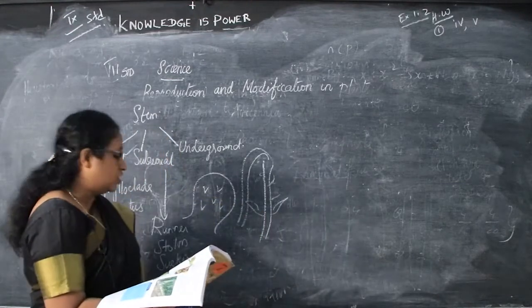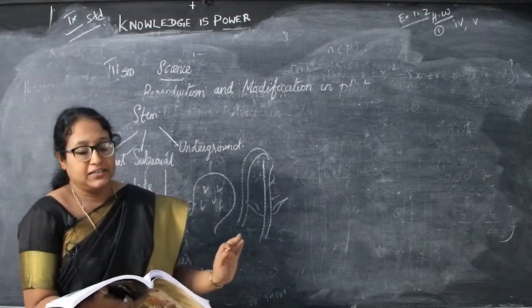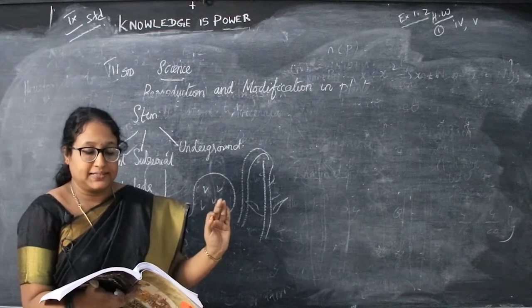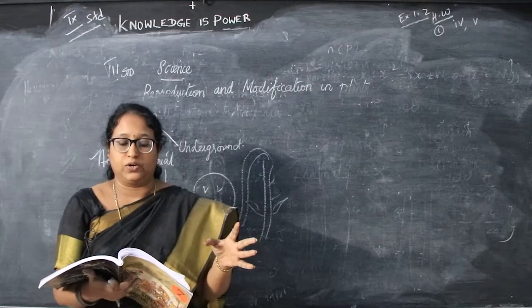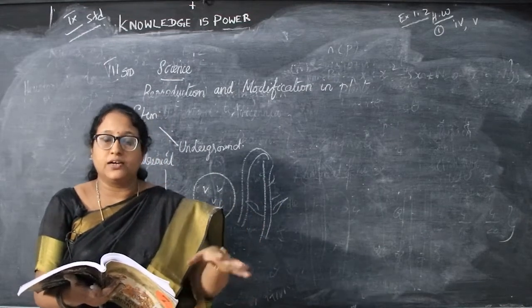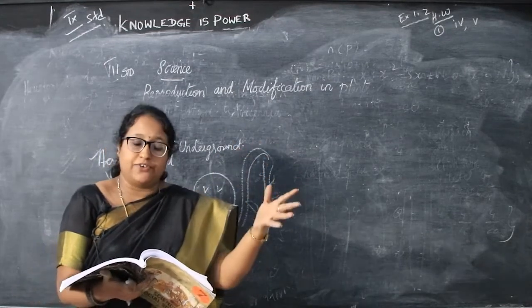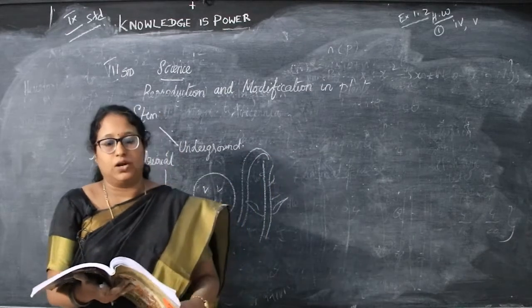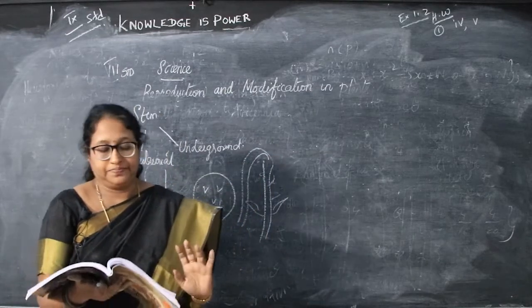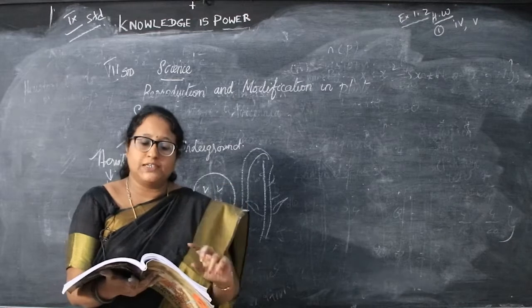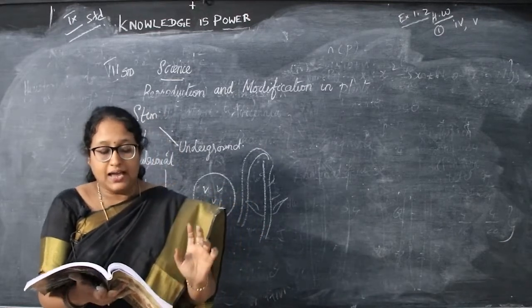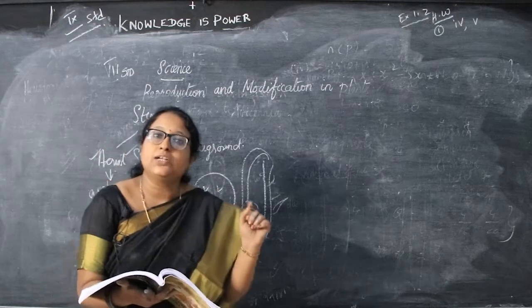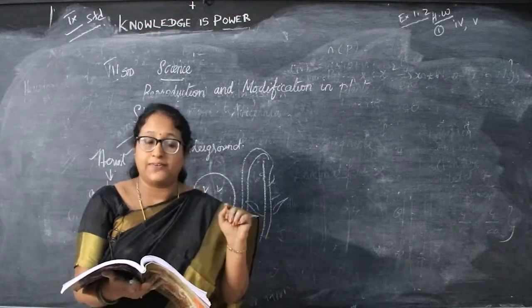Sucker is a short and weak branch that grows upwards and directly gives rise to a new shoot. This is seen in chrysanthemum. Then offset. Offset is also like a sucker. It's a short and thick branch that arises from the axil of the leaf. That is offset.